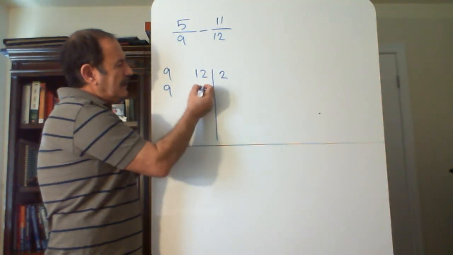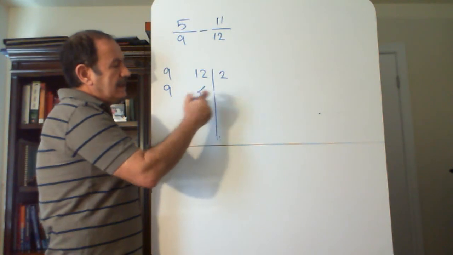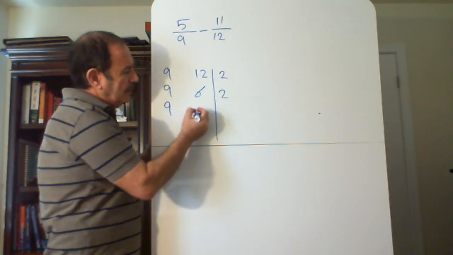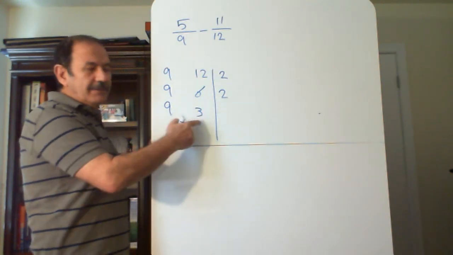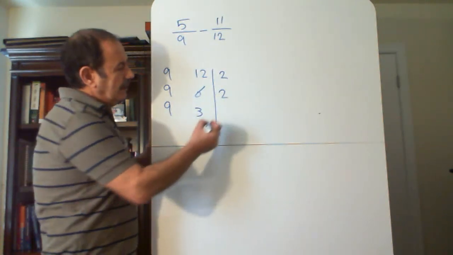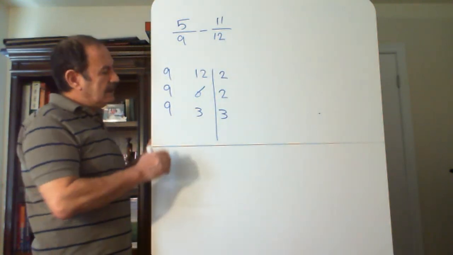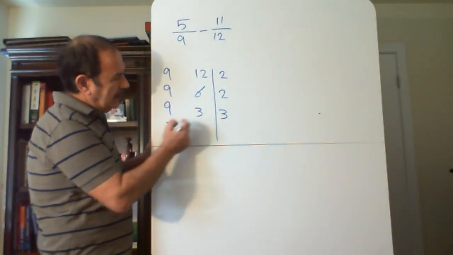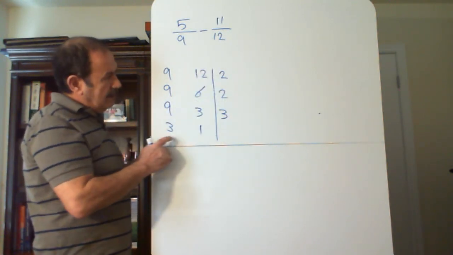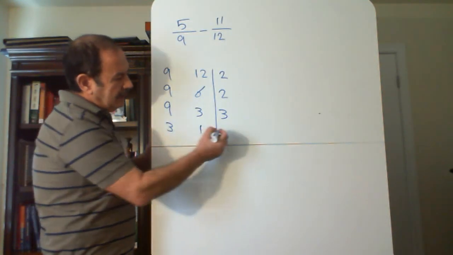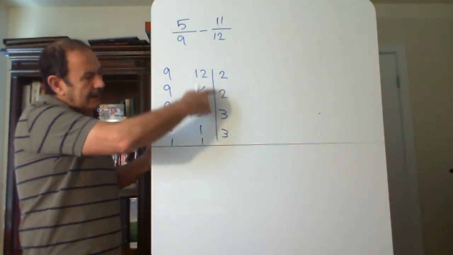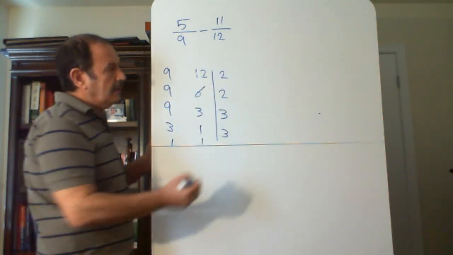12 divided by 2 is 6. Again by 2, because 6 is divisible by 2. 9 doesn't go by 2, drop it down. 6 divided by 2 is 3. Now none of these numbers are divisible by 2, so what is the next prime number? It is 3. 9 divided by 3 is 3, and 3 divided by 3 is 1. Both columns are 1, so we are done, and the LCM is the multiplication of this column.